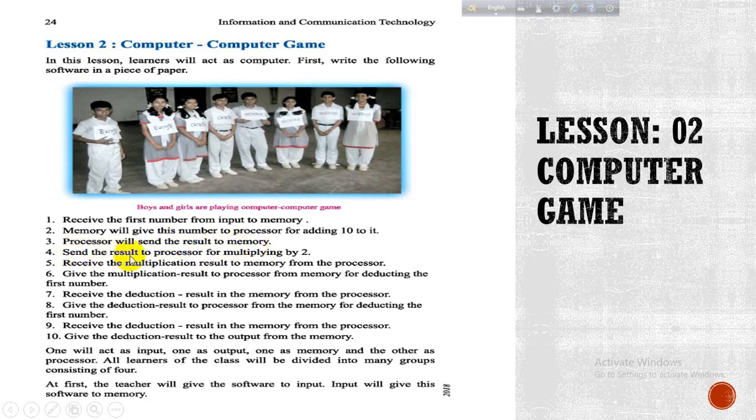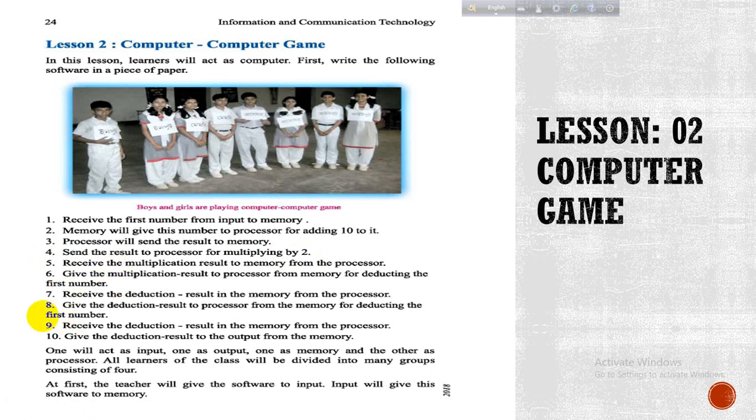Number 4, send the result to the processor for multiplying by 2. That means memory will send the result again to the processor for multiplying by 2. Number 5, receive the multiplication result in memory from the processor. Again, memory will collect the multiplication result.